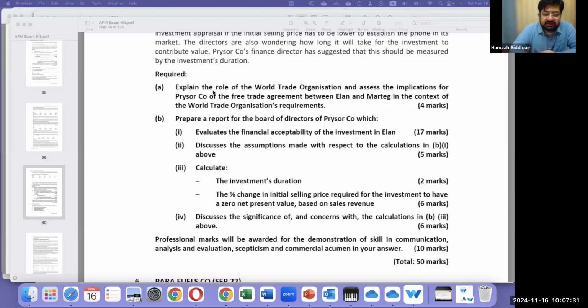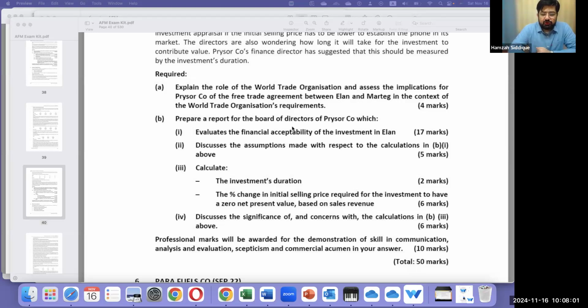The first requirement is: explain the role of the World Trade Organization and assess the implications for the Prysor Company of a Free Trade Agreement between Elan and M in the context of WTO requirements. This is a very easy question, 4 marks. There are 2 requirements in it: role of WTO and implications, so 2 marks each.